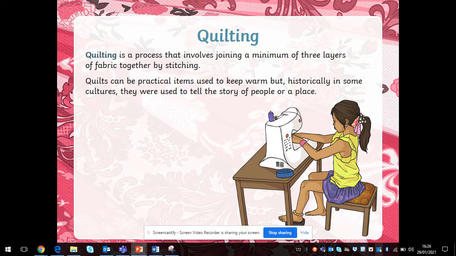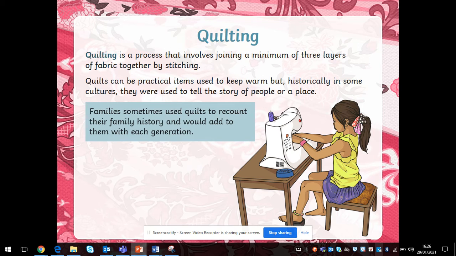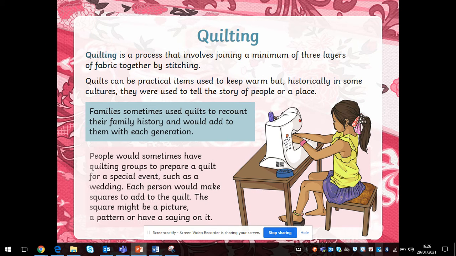Quilting. Quilting is a process that involves joining a minimum of 3 layers of fabric together by stitching. Quilts can be practical items used to keep warm, but historically, in some cultures, they were used to tell the story of people or a place. Families sometimes used quilts to recount their family history and would add to them with each generation.